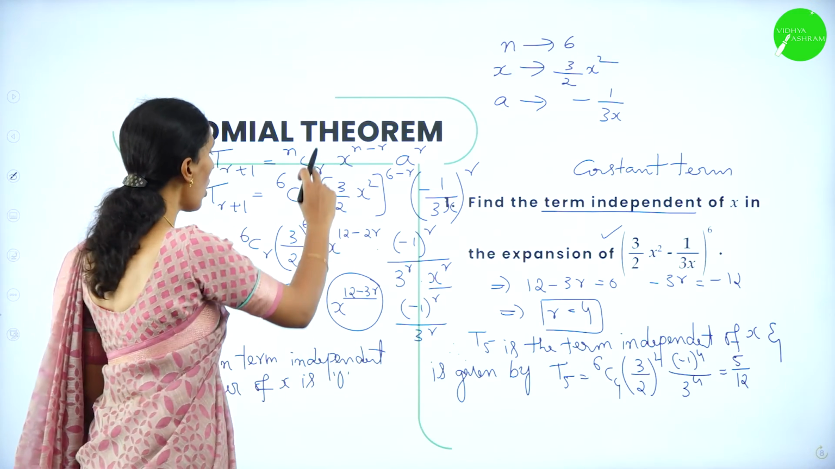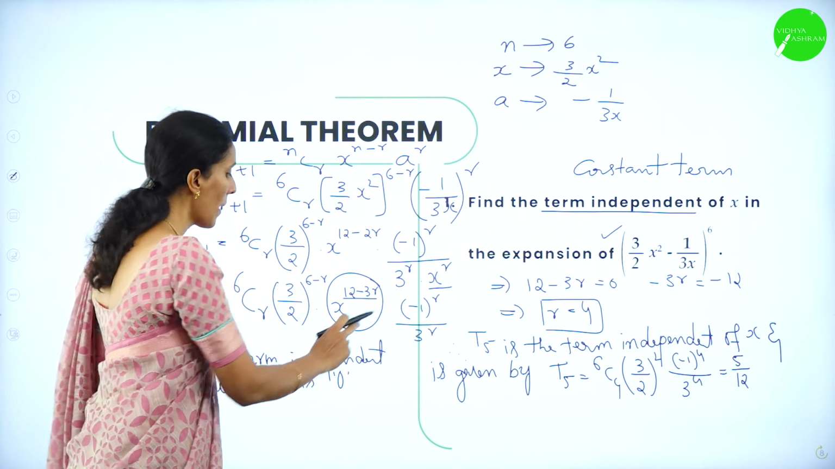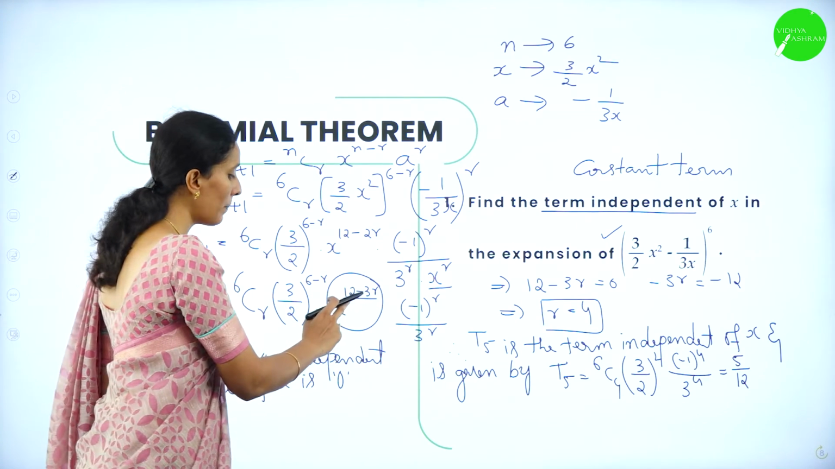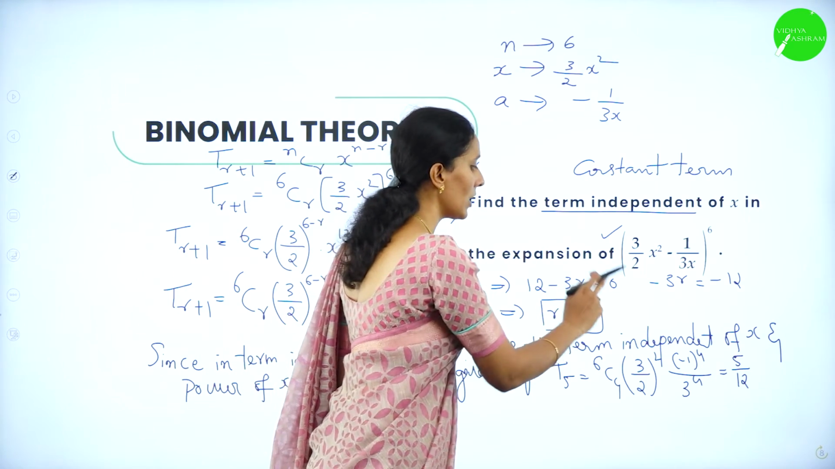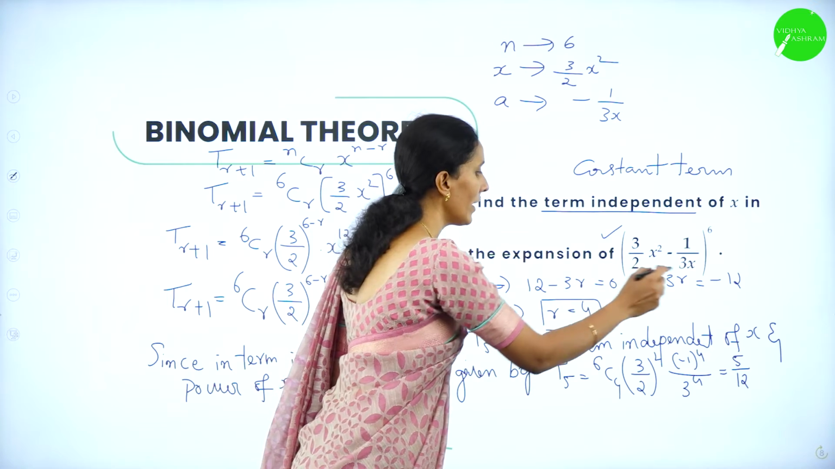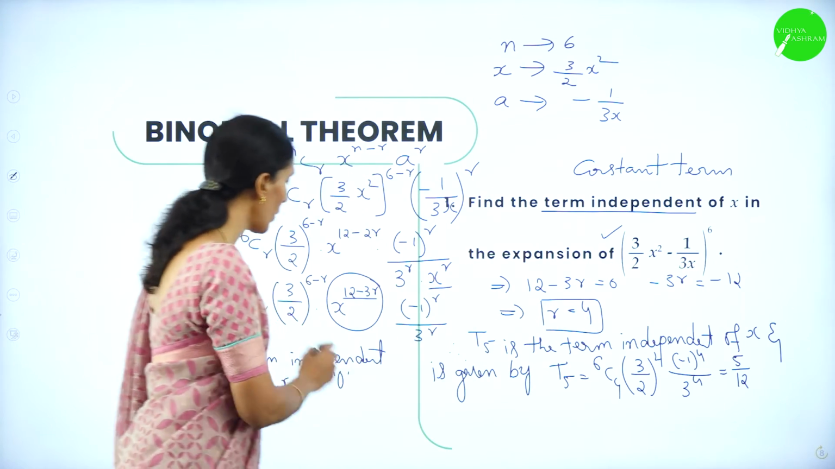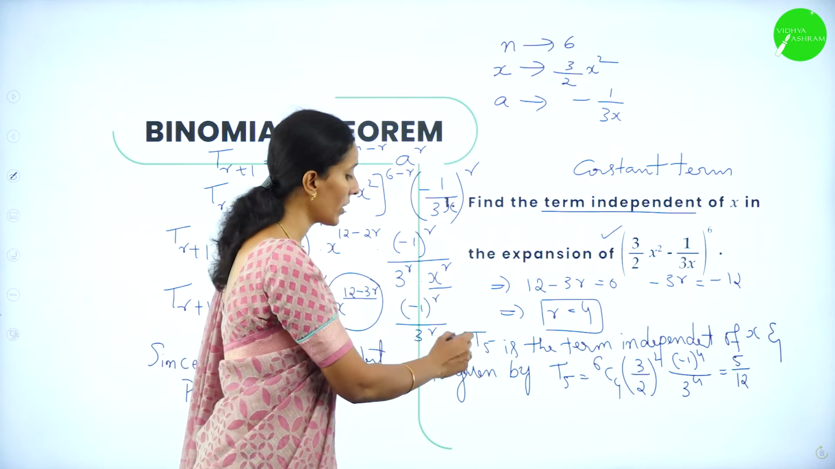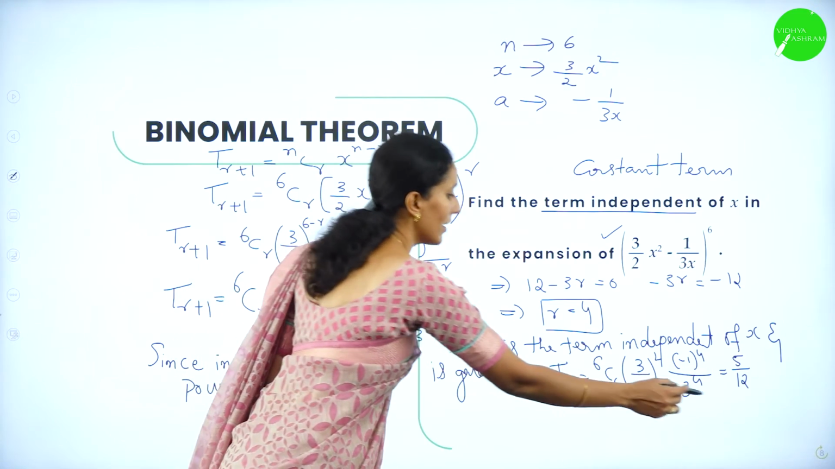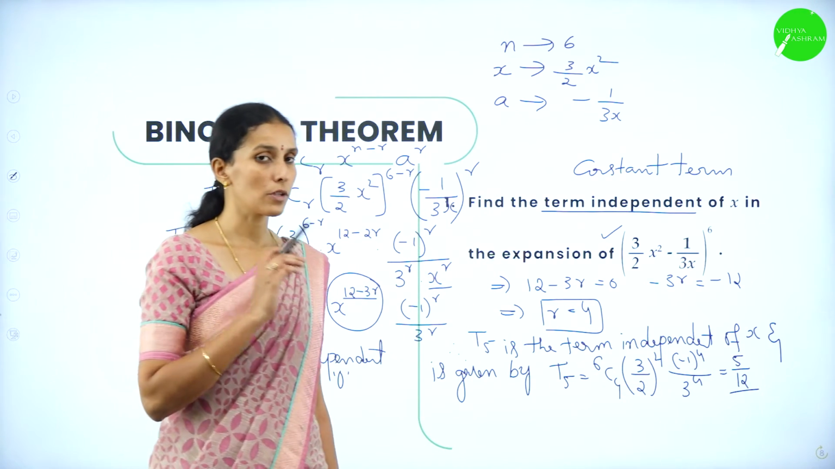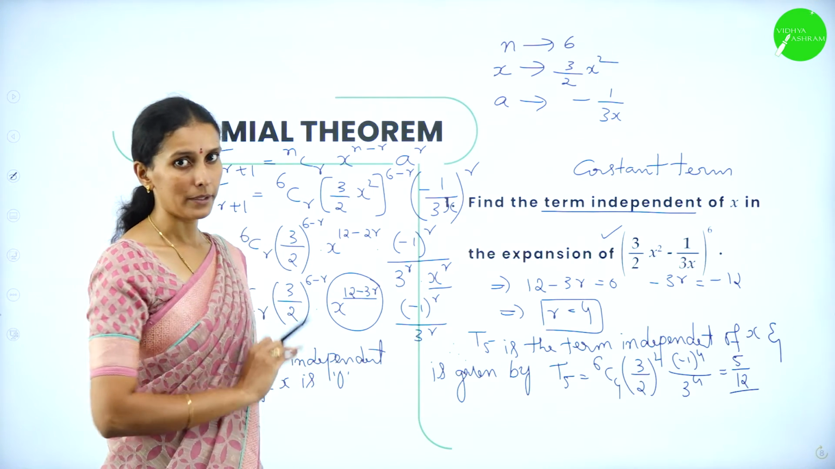That is why you are supposed to find the general term. So in the general term, the condition is the power of x must be 0. What is the power of x here? 12 - 3r. Since it is a constant term, that should be equal to 0. So on solving, you can find the value of r. So after finding r, we can find which term that is. So here the fifth term, that is the T5 term, is the term independent, and its value is 5/12. So here we are supposed to find which term is the term independent and the value of the term independent.